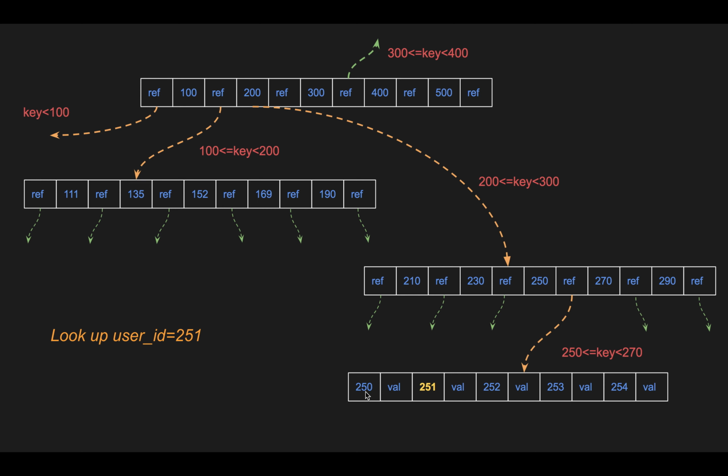In this case we can see that it has the key 251, and the value here means the value which corresponds to this key. So this is the way by which we can track down the references from a root page into its child pages and then find a key in that index.